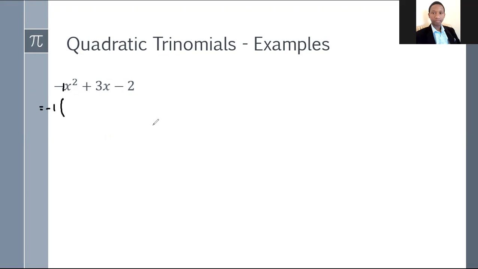And once again, this is the thought process. Negative x squared divided by negative 1. You can see negative takes out negative. So I'm left with a positive x squared. Same thing here. 3x divided by negative 1. You can see you're going to have a negative 3x. Negative 2 divided by negative 1. That's going to be a positive 2. Very, very important caution there.